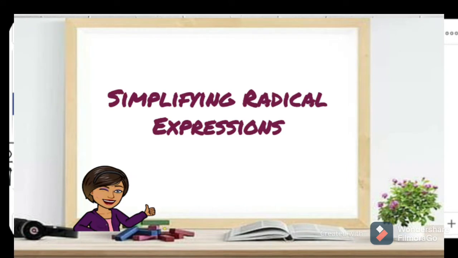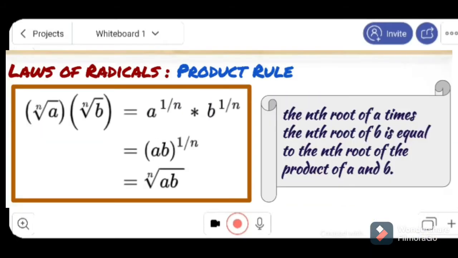To simplify radical expressions, we apply the product rule for radicals. Remember, simplified square root radical expressions contain no factors that are perfect squares under the radical sign.